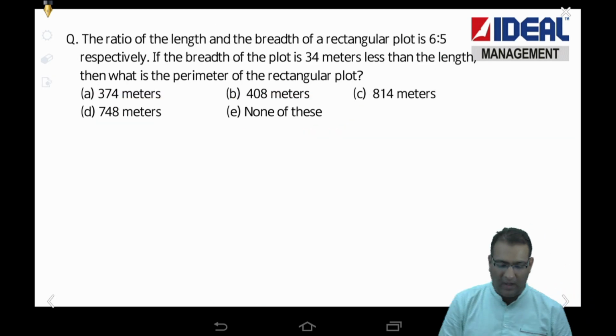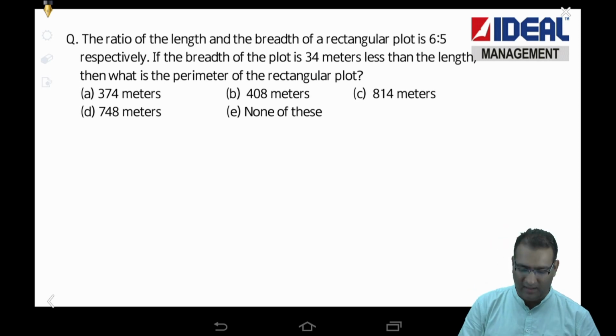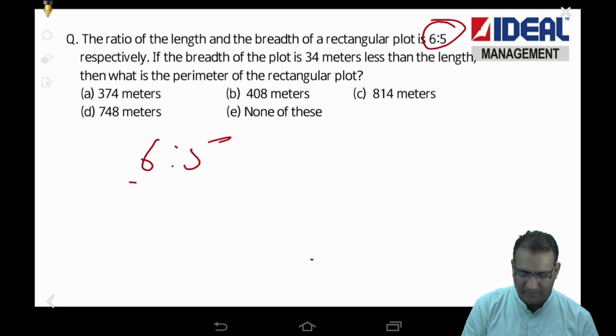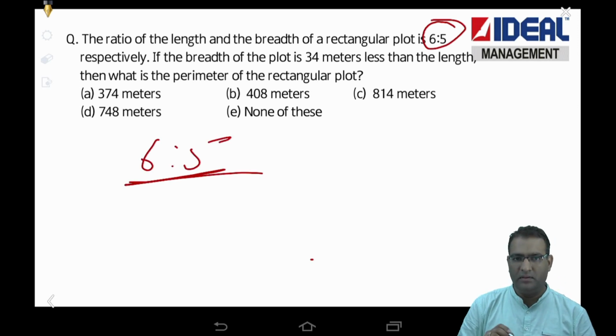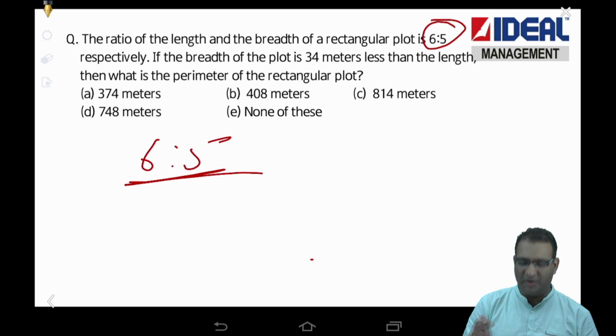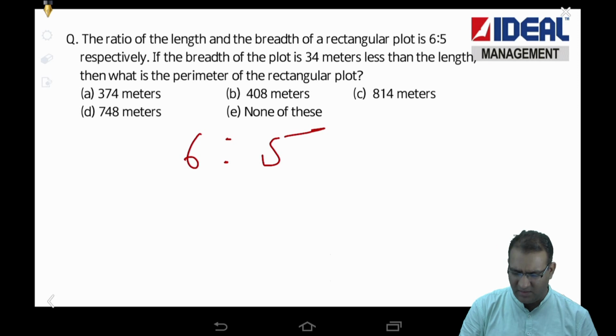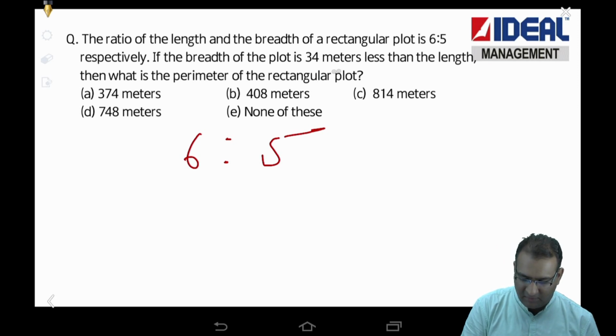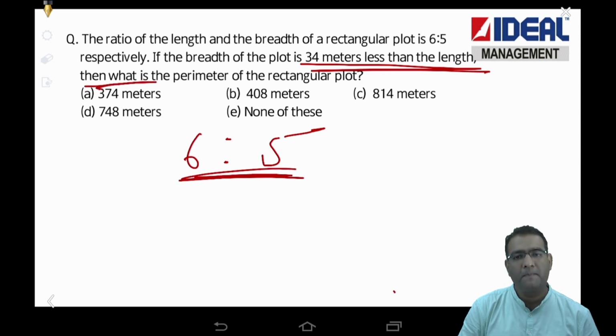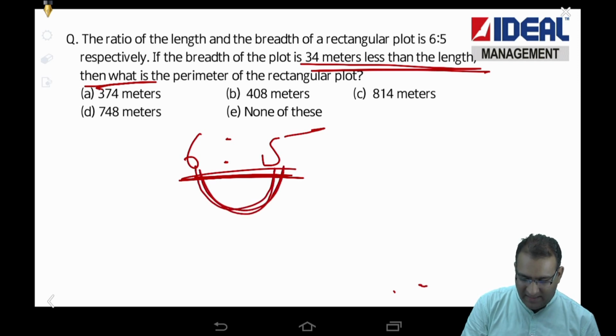Yeah. So another question which looks like a geometry question, but it isn't. Length and breadth are in the ratio 6:5. Correct? If the breadth of the plot is 34 meter less, you take all the 6x, 5x and all this nonsense. If this is there, 6:5. Just look carefully. The breadth of the plot is 34 meter less, which means the difference between these two is 34. The difference between the ratio is 6 minus 5, which means 1 is represented by 34.